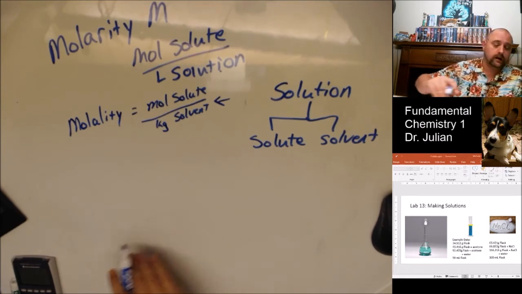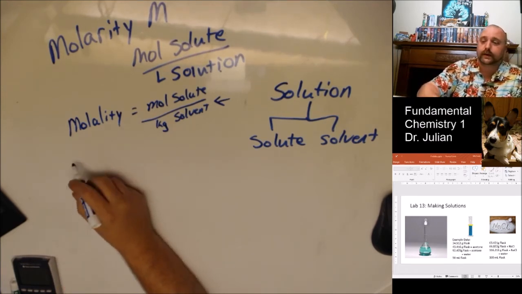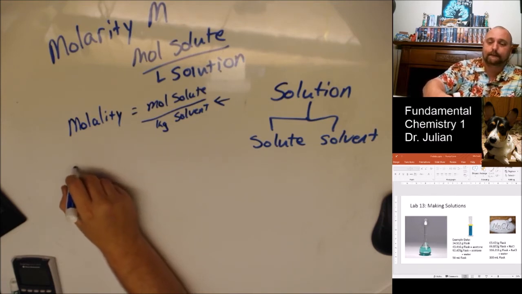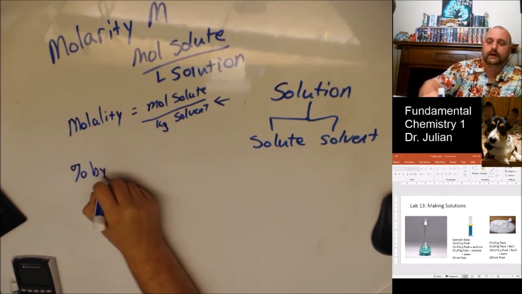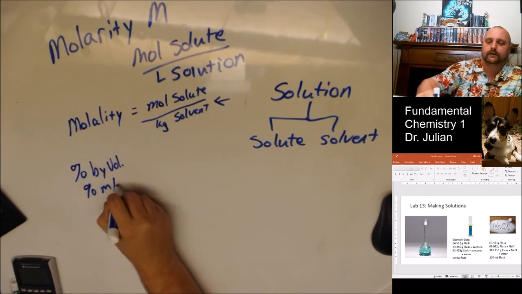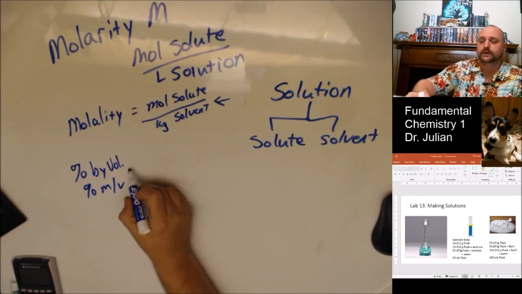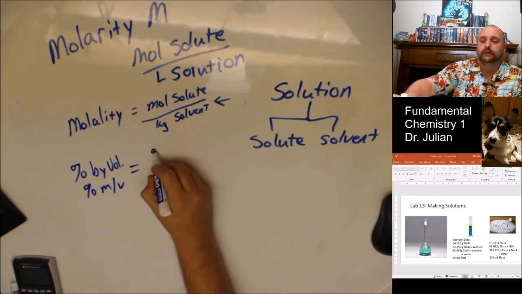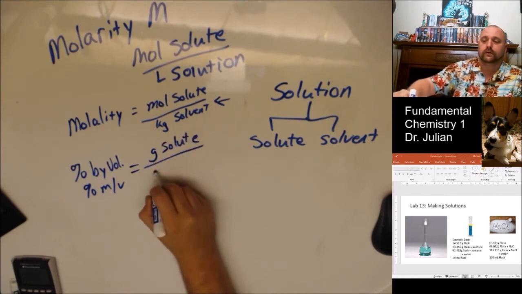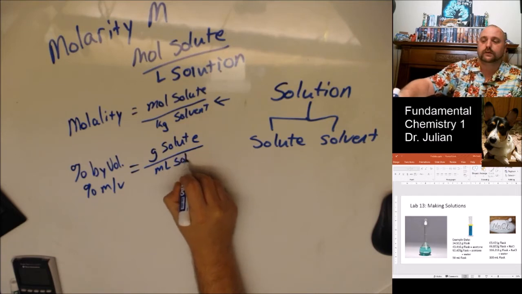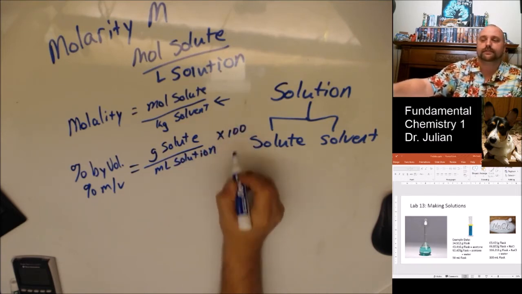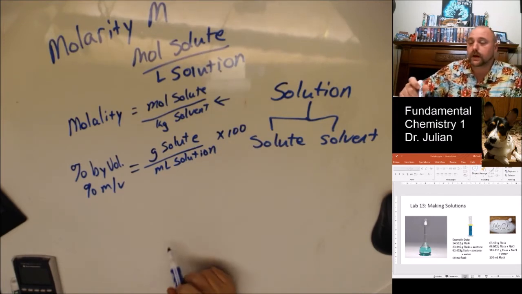All right. The next ones I want to worry about then. So let's look at the percent by volume, or percent mass over volume. Both of those are abbreviations for the same thing. All right, and it's going to be grams of our solute over milliliters of total solution. And because it has percent in the name, we multiply it by 100.